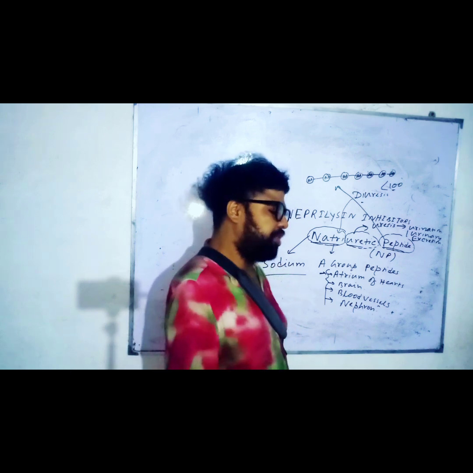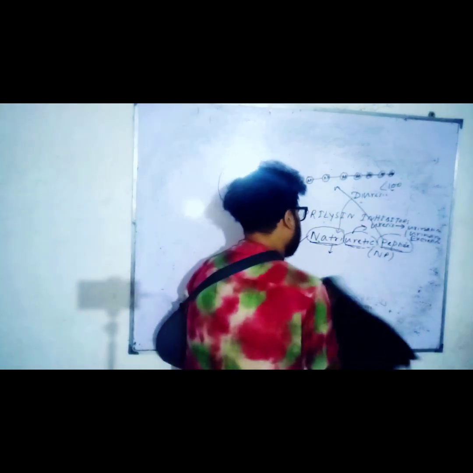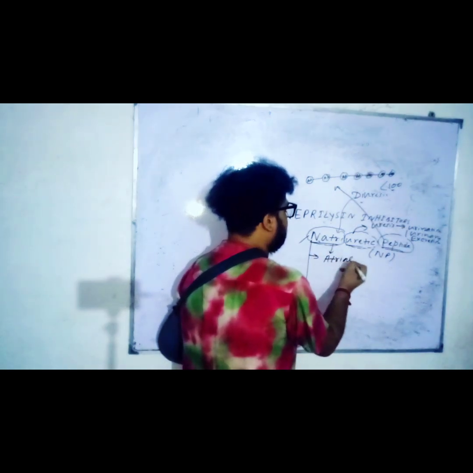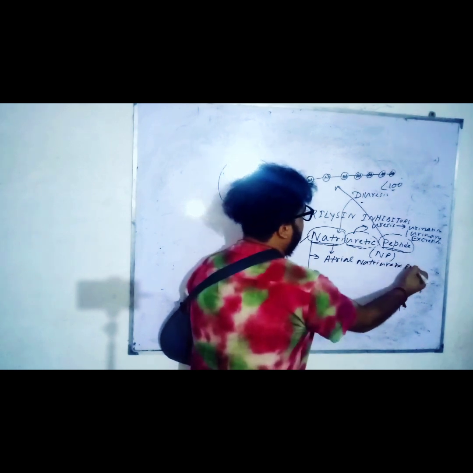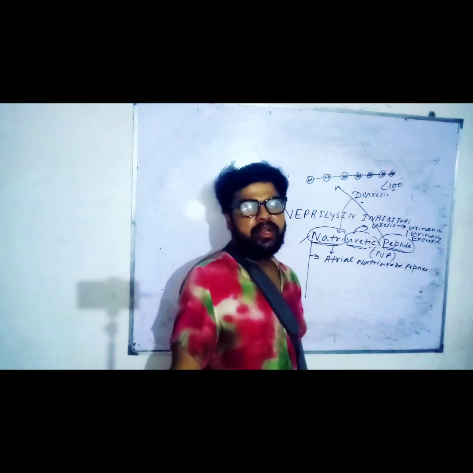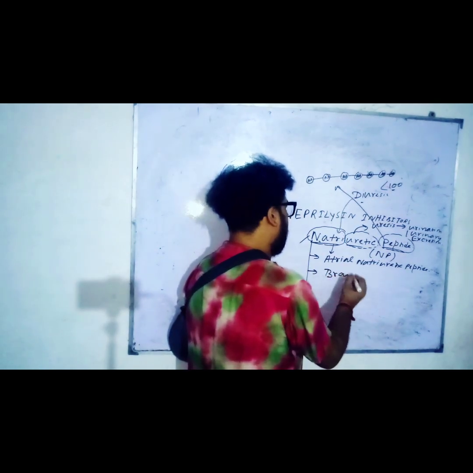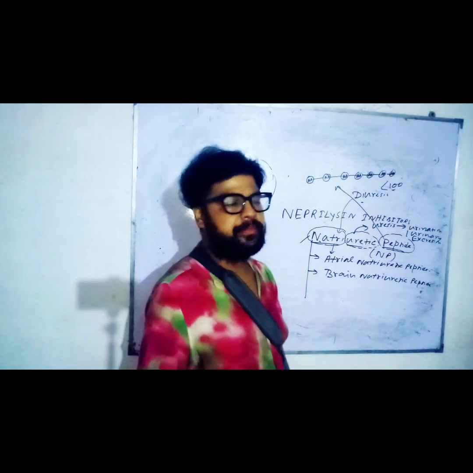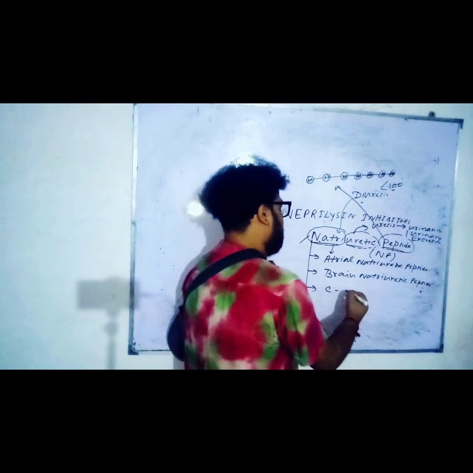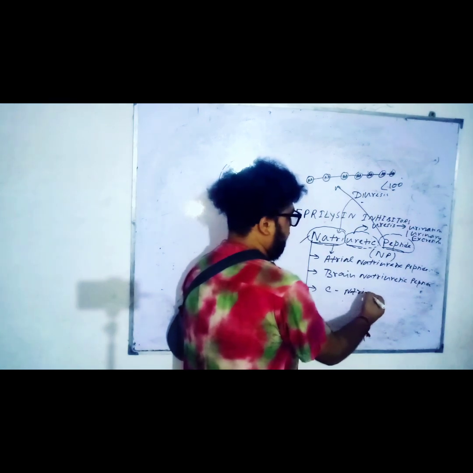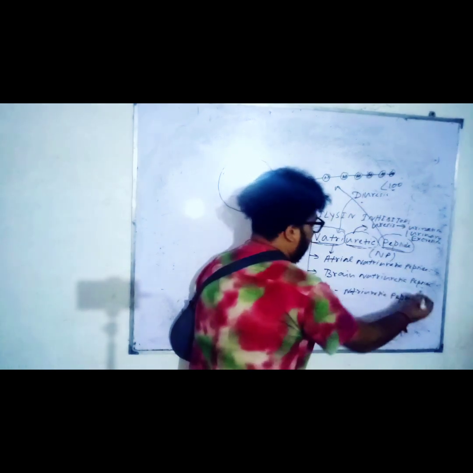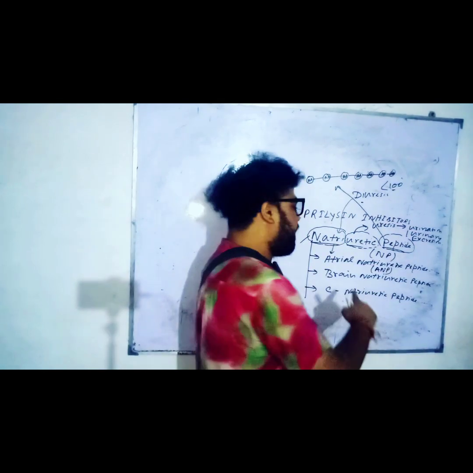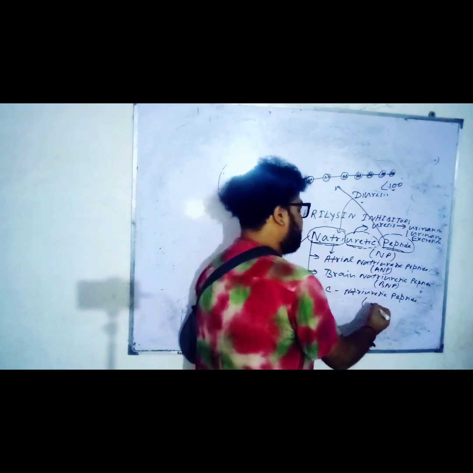These three endogenous natriuretic peptides are atrial natriuretic peptide, brain natriuretic peptide, and C-natriuretic peptide. Atrial natriuretic peptide in short is called ANP. Brain natriuretic peptide in short is called BNP, and this is CNP.